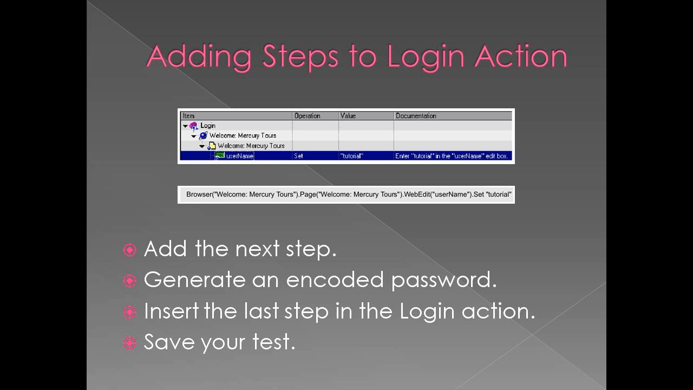5. Generate an encoded password. A. From the Windows menu, choose Start greater than Programs greater than Quick Test Professional greater than Tools greater than Password Encoder. The Password Encoder dialog box opens.